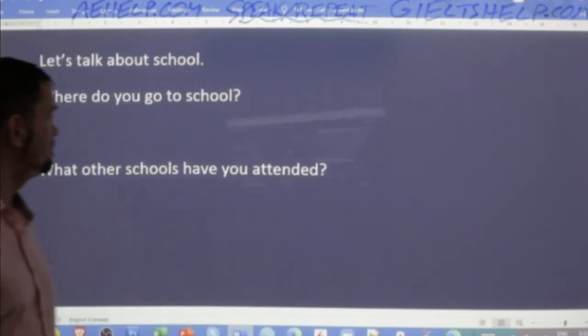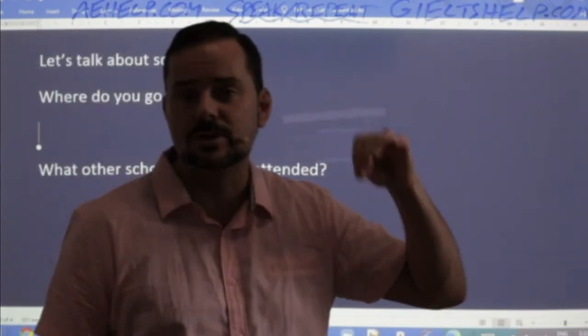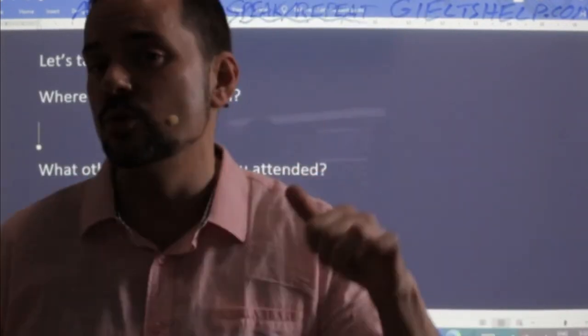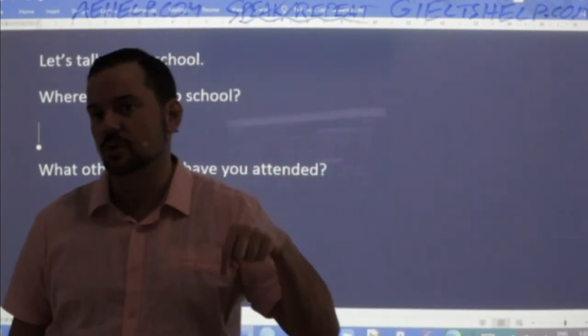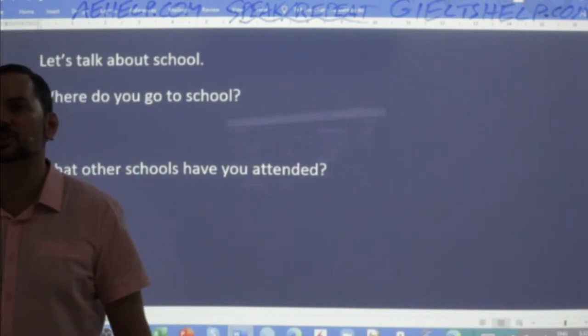The question is present tense. It's, where do you go to school now? So if you do go to school, some form of school right now, that's what you should be talking about, not where you went to school, but where you go to school, okay? Pay attention to the tense of the question.